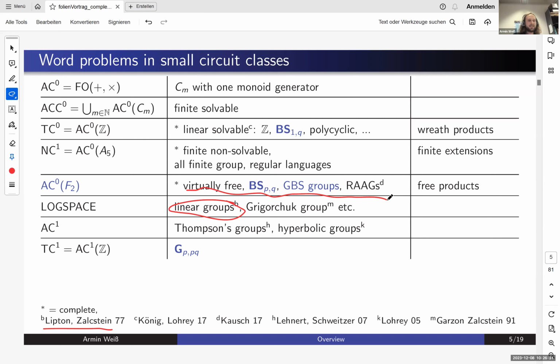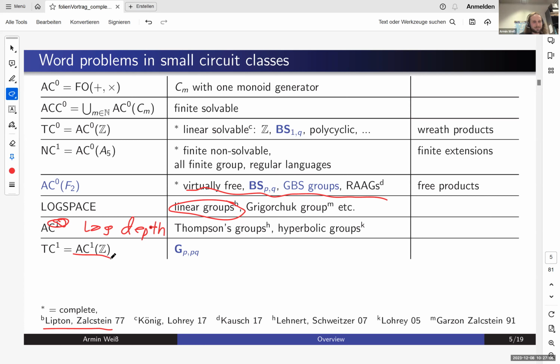And in AC1, so AC1 is now like AC0, but the 1 stands for logarithmic depth. So exactly the same Boolean gates, but now logarithmic depth. And then we can do Thompson groups and hyperbolic groups. These groups are not complete for this class AC1. There are also some classes between AC1 and log space where these groups are known to lie in, but too many classes are not good, I think.